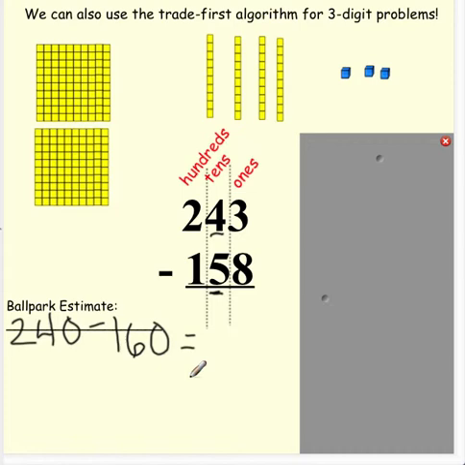All right. So that one is a little bit tricky because we would almost need to make a trade in order to solve it. Let's write it out like this. 240 minus 160.